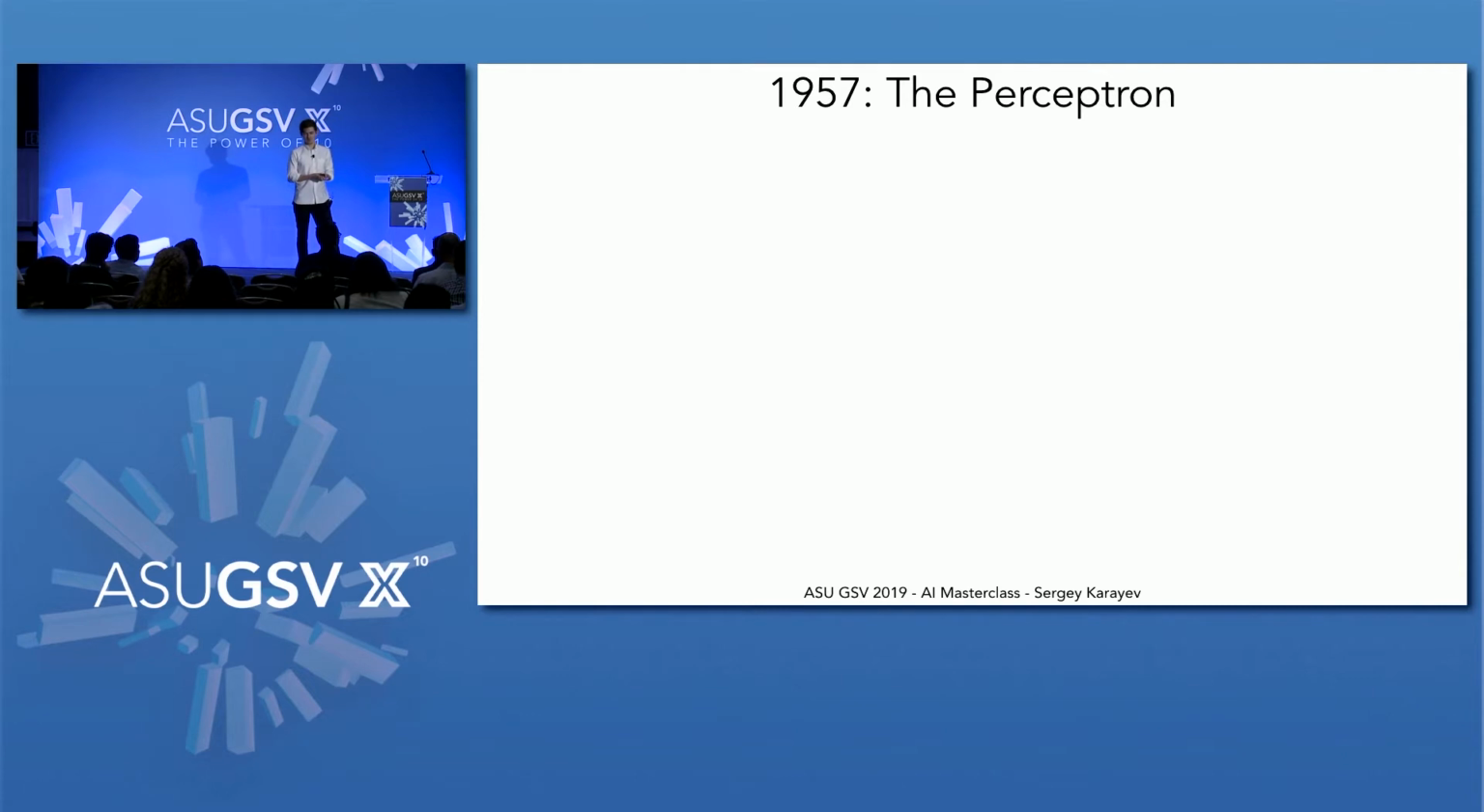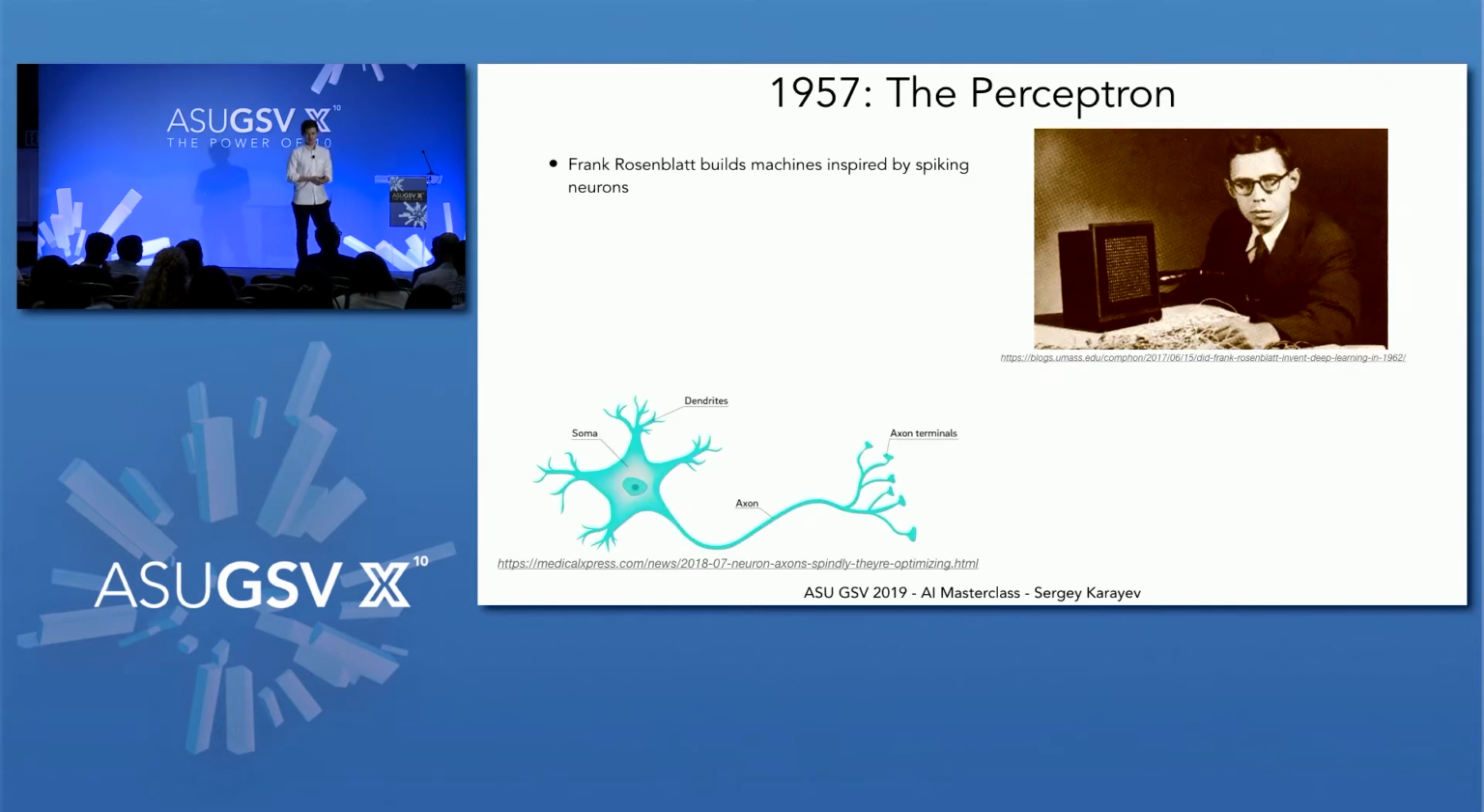In 1957, the Perceptron was developed by someone named Frank Rosenblatt. And they actually built machines where voltages would mimic what a neuron does. And what a neuron does in the brain is it aggregates inputs from other neurons. And then if there's enough stimulation to it, it fires an electrical impulse down its axon and stimulates other neurons in turn.